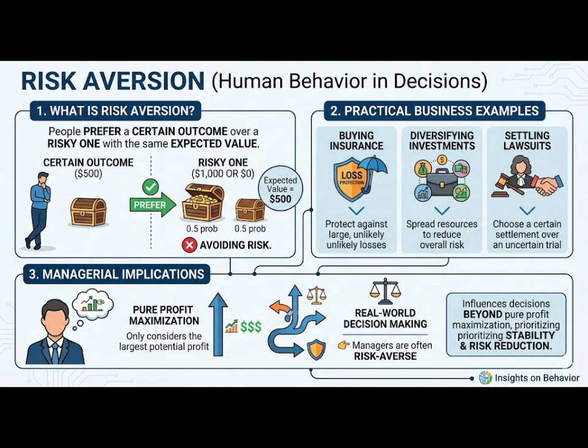For example, to mitigate risks, what people do, they buy insurance, they diversify investments, they settle lawsuits. Managers are often risk averse in general, which influences decisions beyond pure profit maximization. Risk aversion or risk mitigation is an important consideration in managerial decision making.